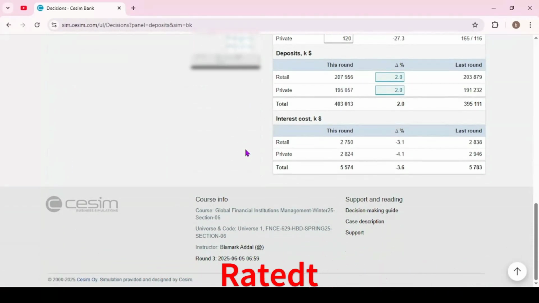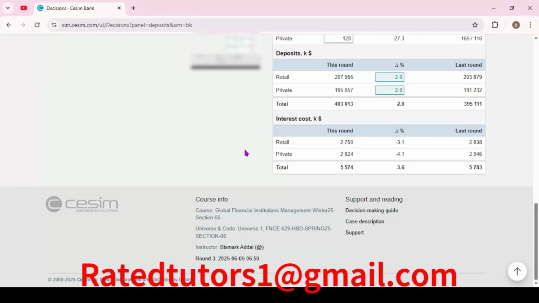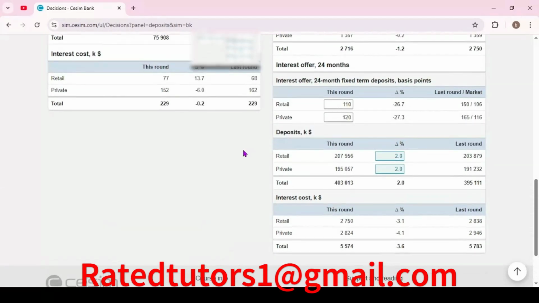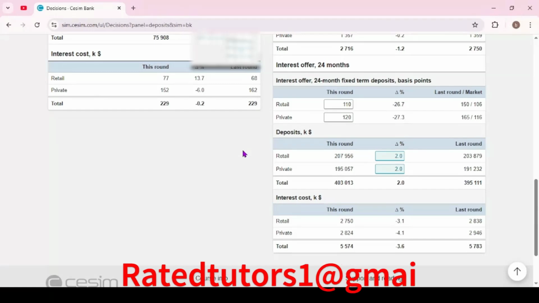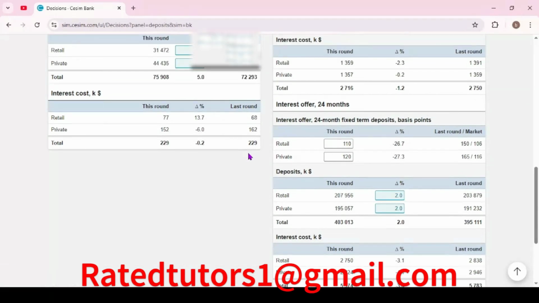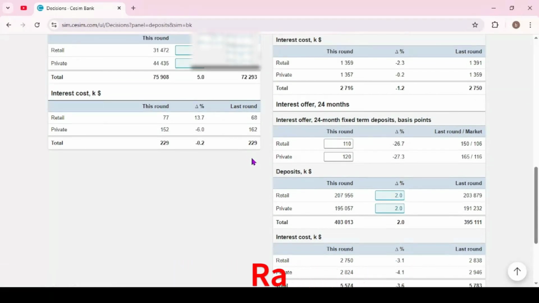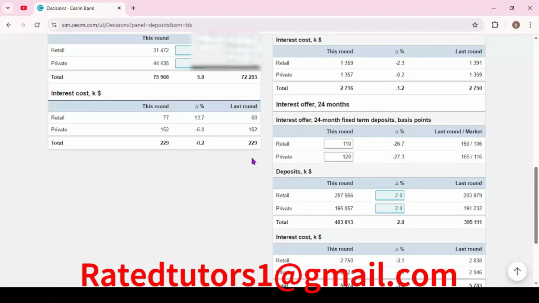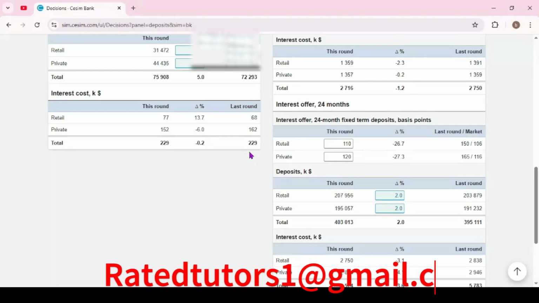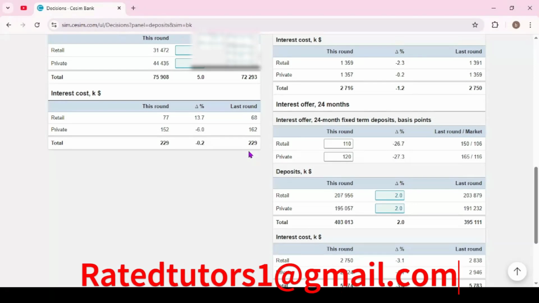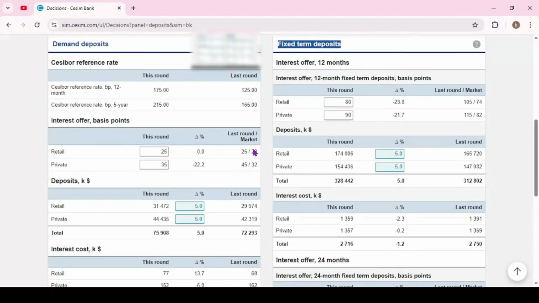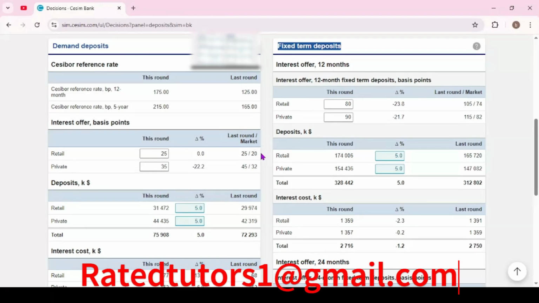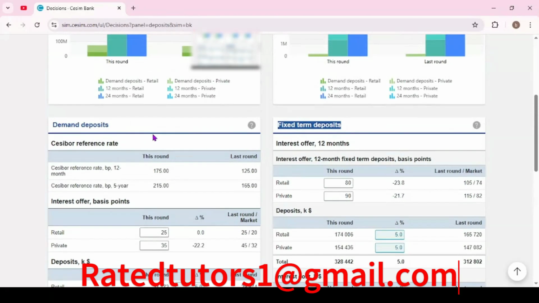You should also know that in deposits, you should set high rates for each deposit type. You should also allocate a marketing budget so that you can promote the deposit products, and you should have good customer service so that you can retain the depositors that are depositing in your bank. So that's it about the deposits.